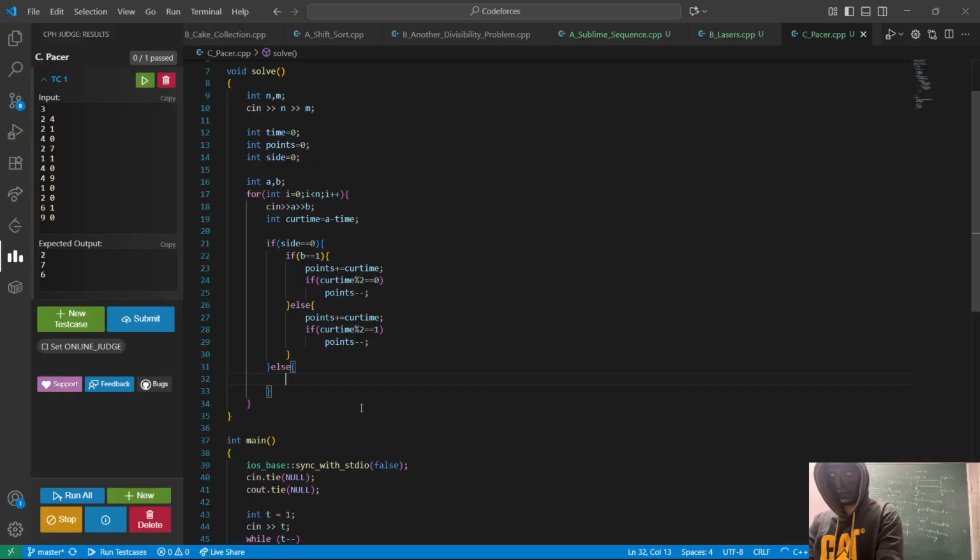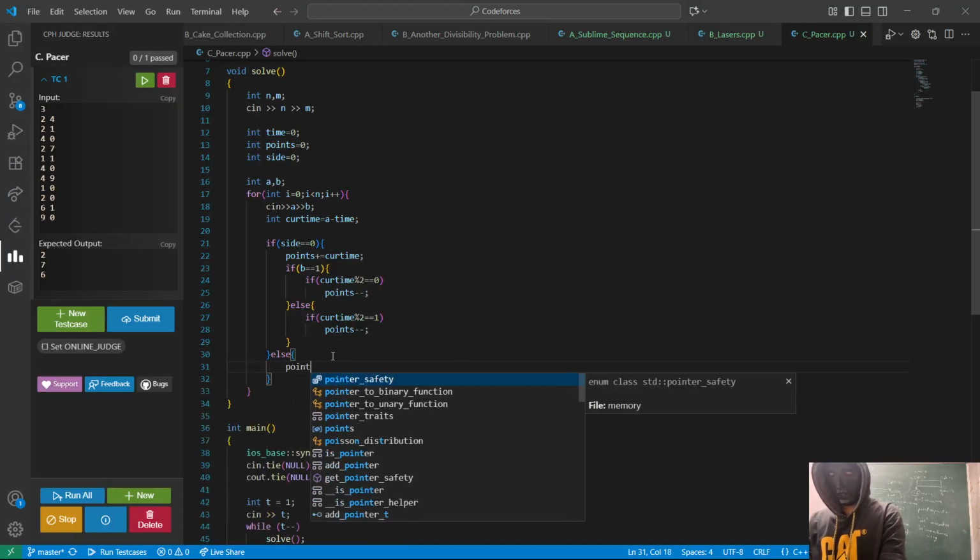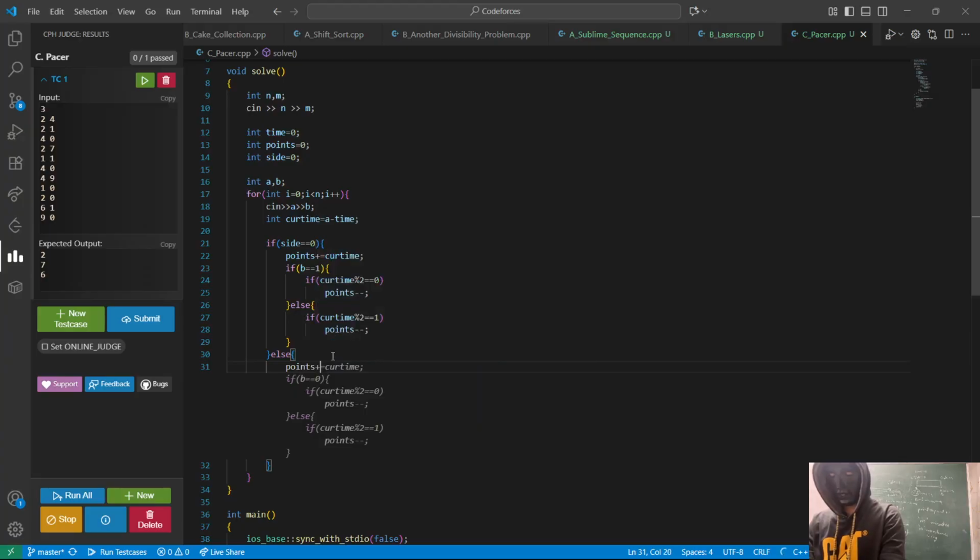One more case we'll have to deal with now. Since points increase by current time in both the cases, we can put it outside and we can delete that 1. Else, which means he was at side 1, and let's again consider the same things. You will basically be increasing the current time.